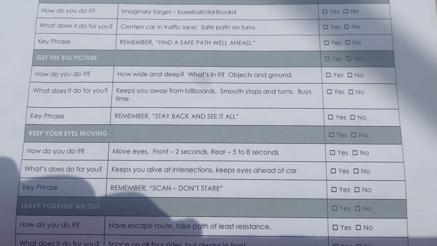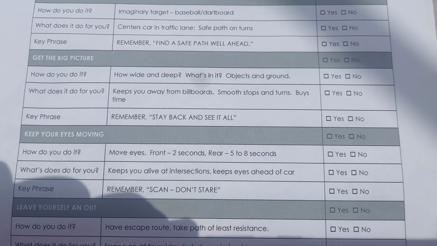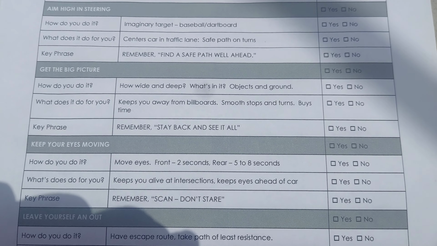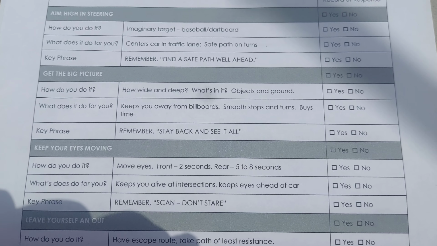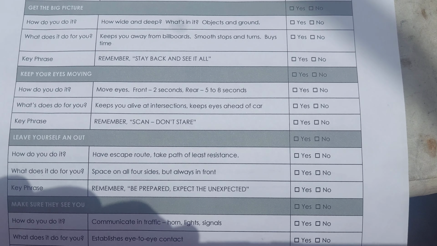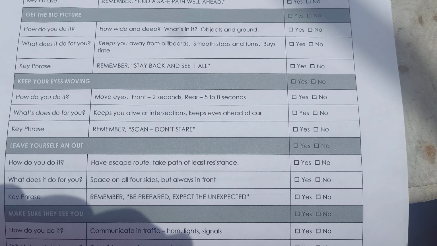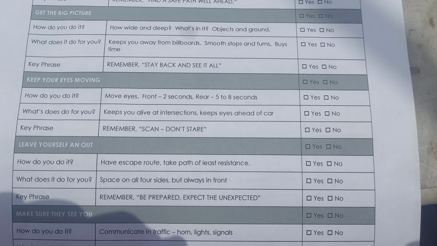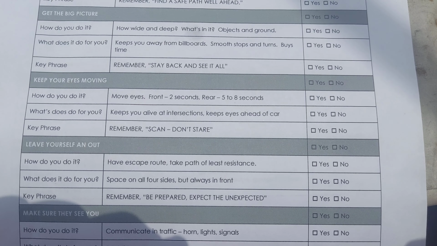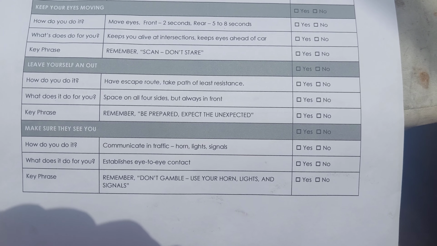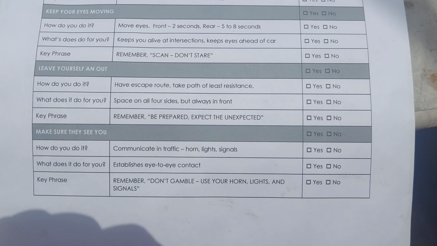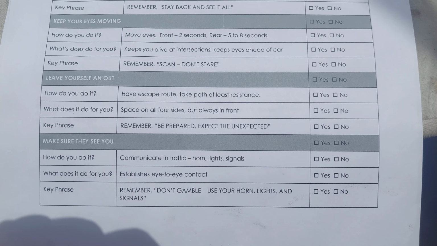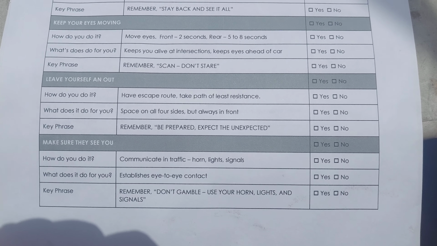Keep your eyes moving. Move eyes front 2 seconds, rear 5 to 8 seconds. Keeps you alive at intersections. Keeps eyes ahead of car. Remember, scan, don't stare. Leave yourself an out. Have escape route. Take path of least resistance. Space on all 4 sides, but always in front. Remember, be prepared. Expect the unexpected. Make sure they see you. Communicate in traffic. Horn, lights, signals. Establishes eye-to-eye contact. Remember, don't gamble. Use your horn, lights, and signals.